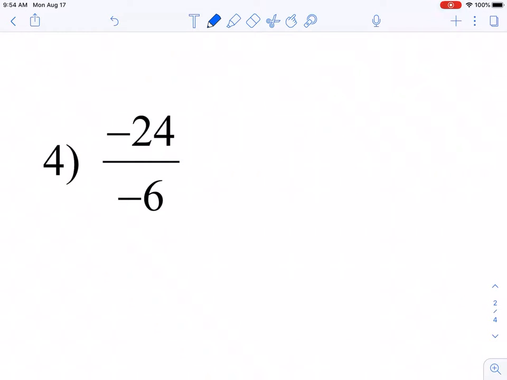And in number 4, we have -24 and -6. Our signs are the same, which means our answer will be positive. 24 divided by 6 is 4.